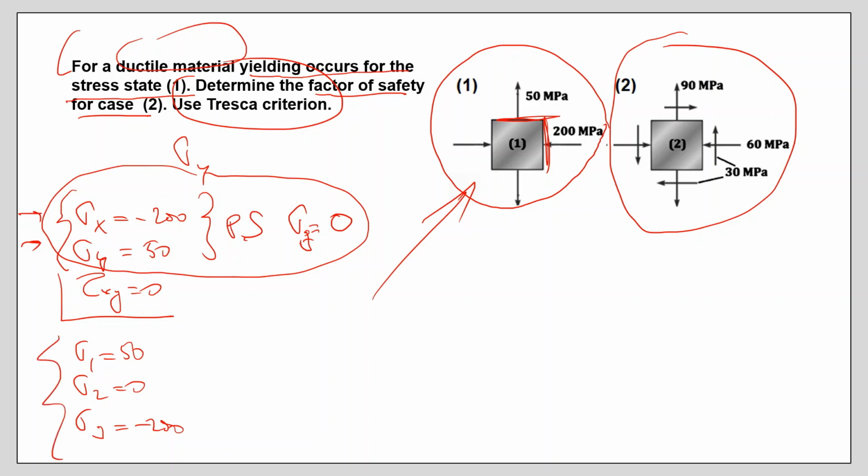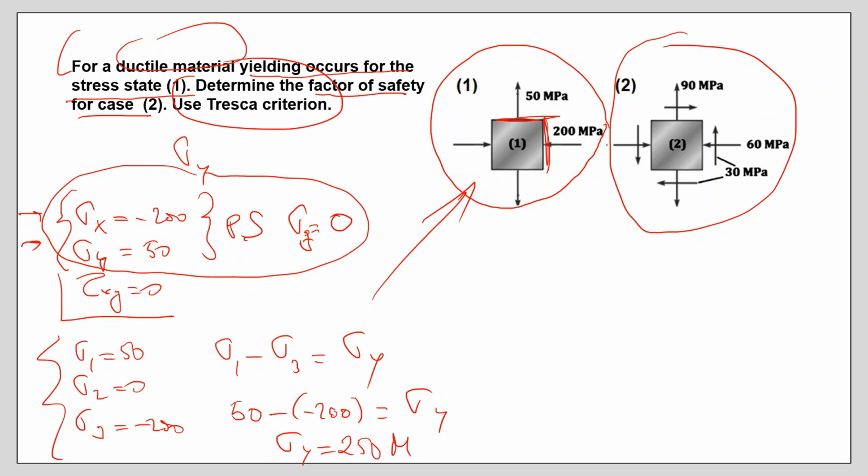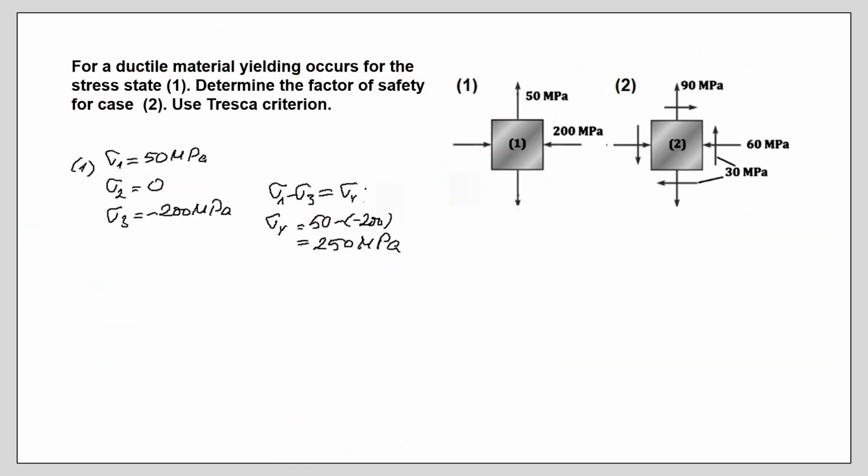For this case, yielding occurs. That means, according to Tresca, sigma 1 minus sigma 3 equals sigma yield. So let's put in the numbers: 50 minus minus 200 equals sigma y. Sigma y is 250 megapascals. The yield strength of the material is 250. You see the same given here: the principal stresses, the Tresca criterion, and the yield strength.